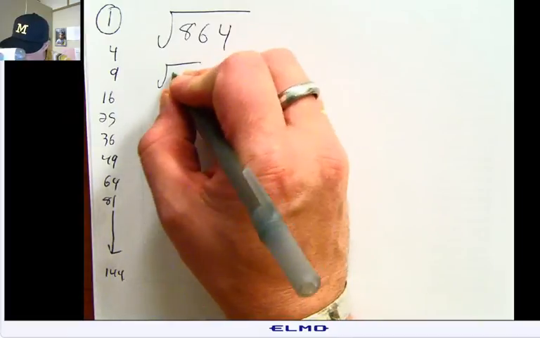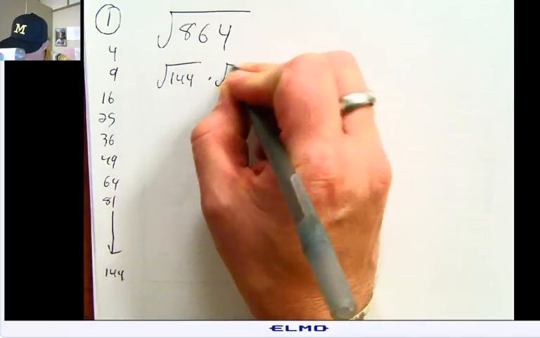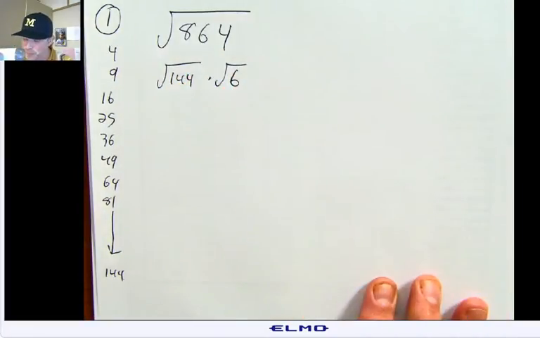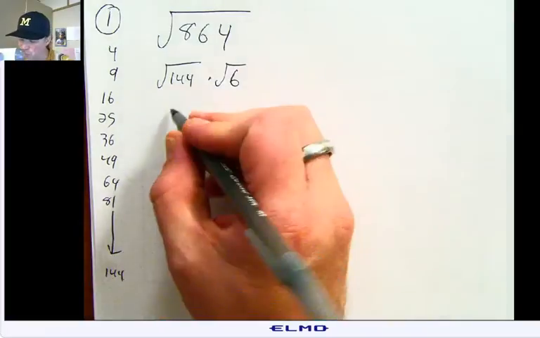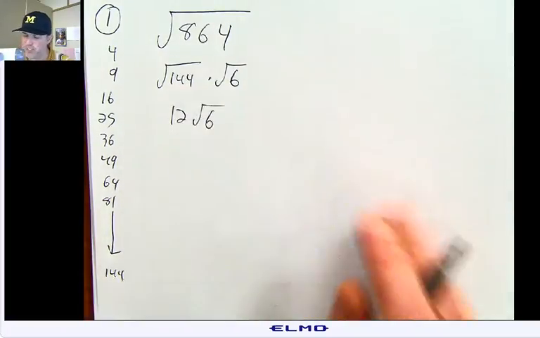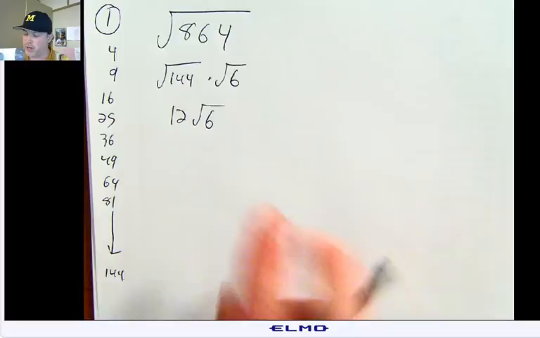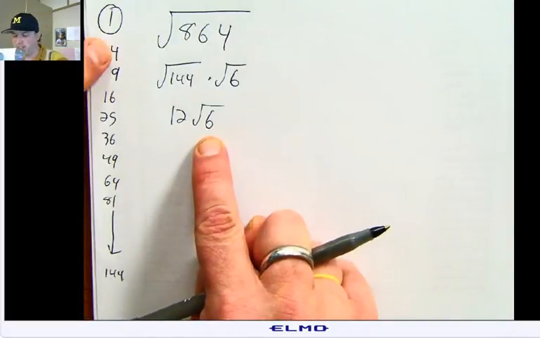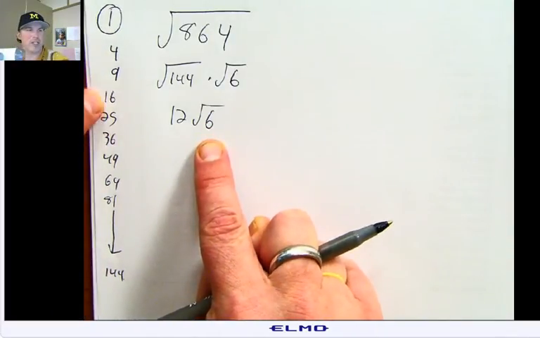So 144 and root 6, and then the square root of 144 is 12. So you end up with 12 root 6. And that's it. At that point, there's nothing else on this list that divides out, so you know that you're done.